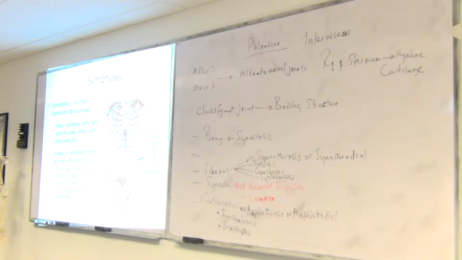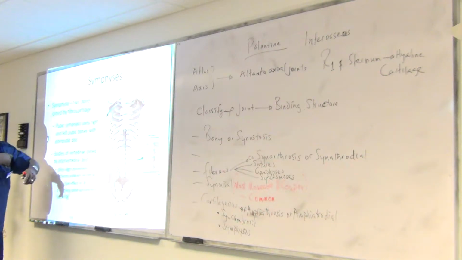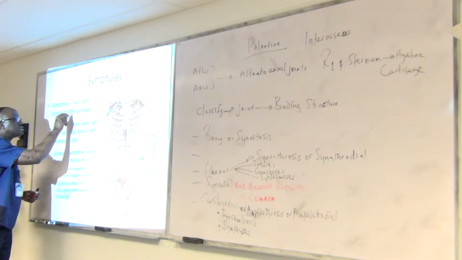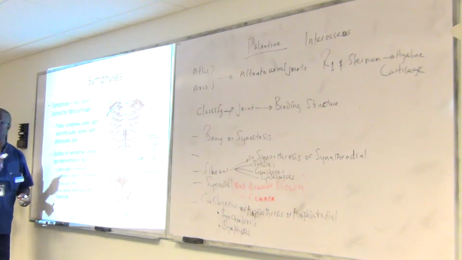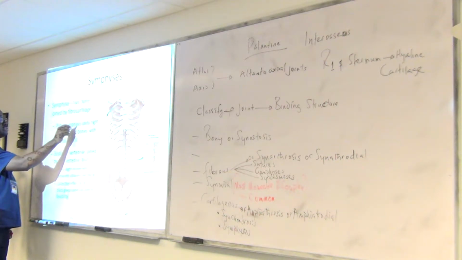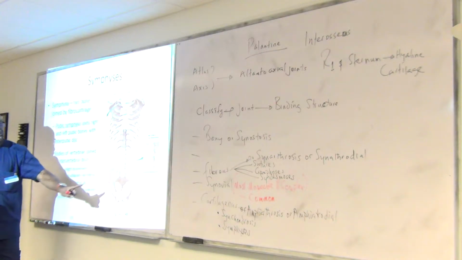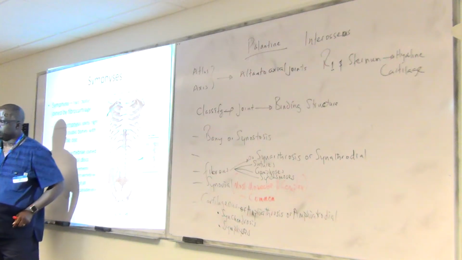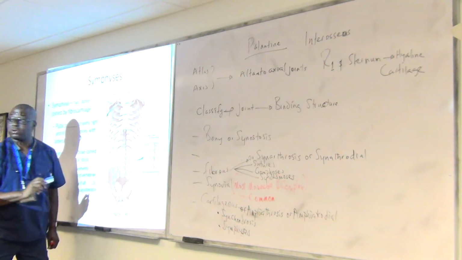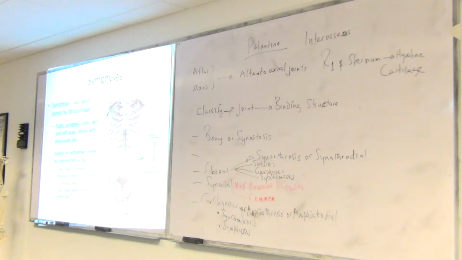Alright, symphysis. This is when two bones are bound together by a type of cartilage, which is fibrocartilage, while the other one is hyaline cartilage. So we have the pubic symphysis, which joins what? The left and the right hip bone. Remember we talked about it? The pubic symphysis allows for a little bit of movement for actions and also for baby deliveries.